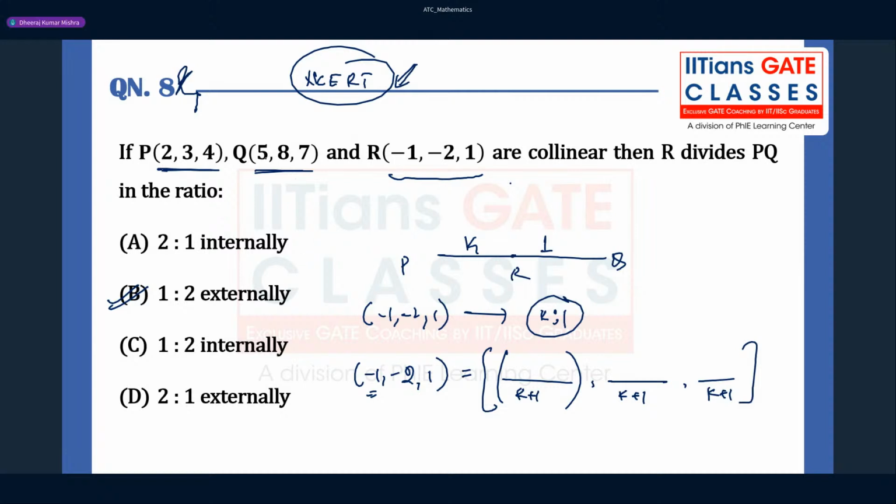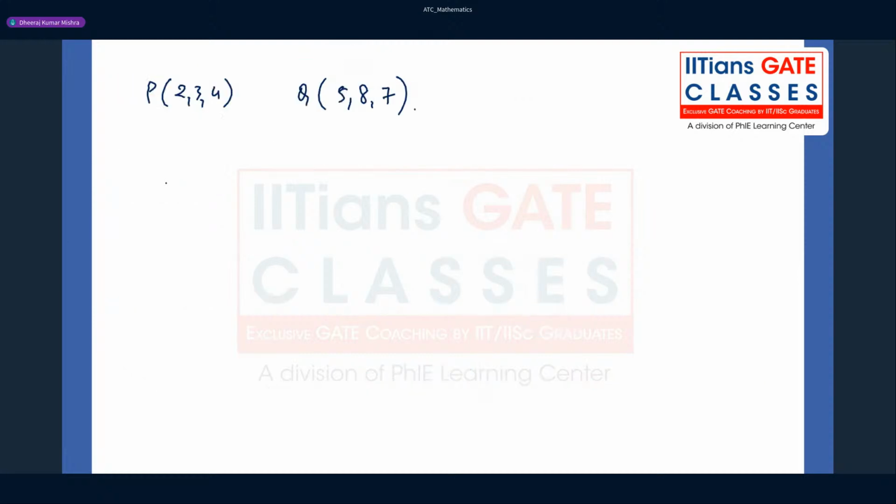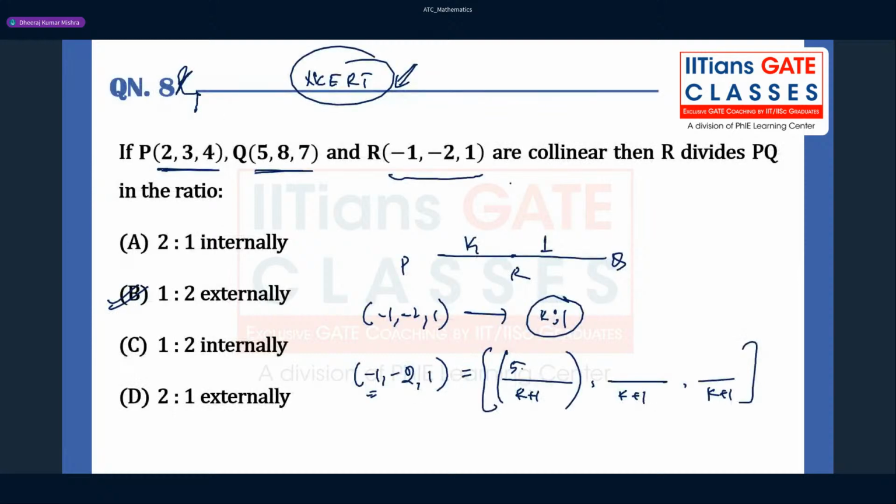So what we can do here is, you can take this 5. One minute, let me do one more thing. Here what you can do, you just take this Q, so this point will be nothing but 5K plus 2, right? 5K plus 2, only one point you need, and you can equate this with -1.